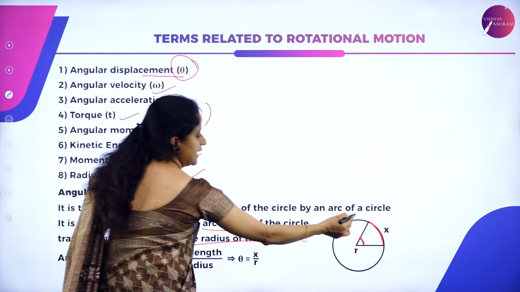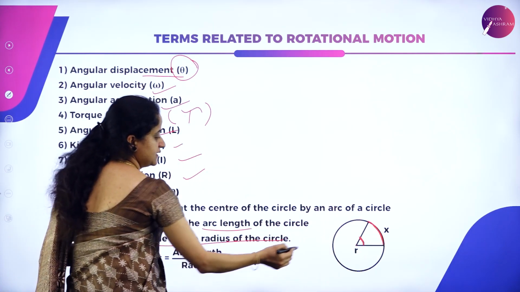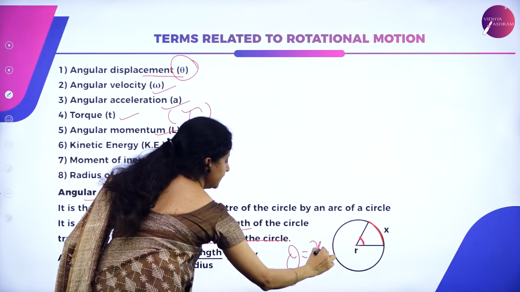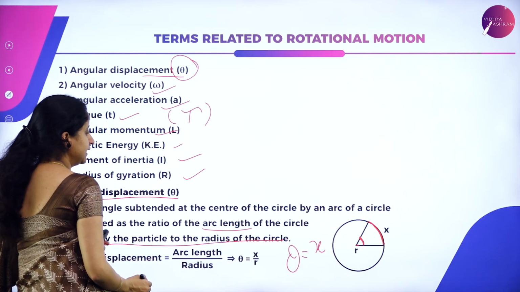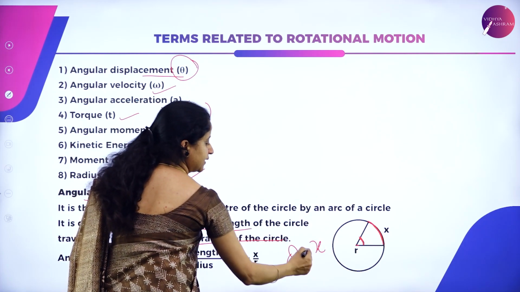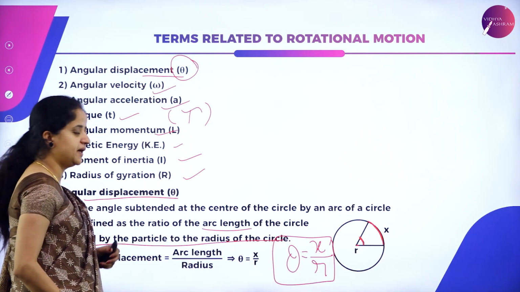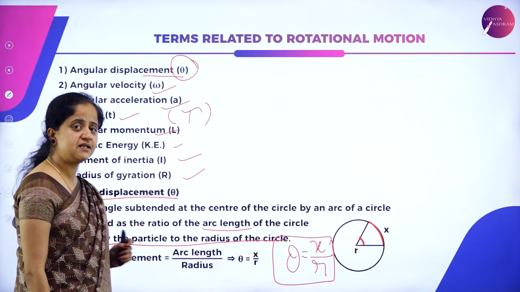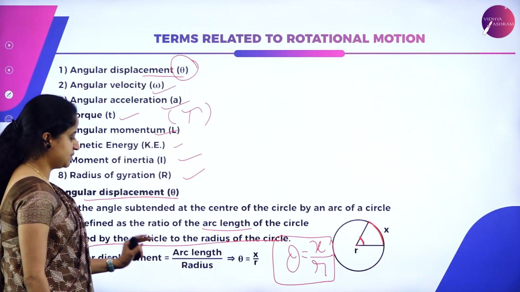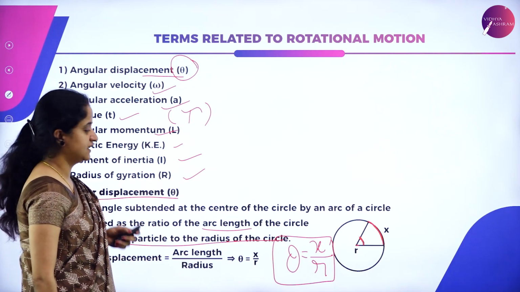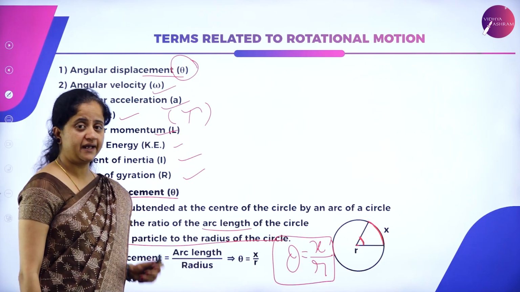So what is the arc length? It is x. What is the radius? R. So theta is nothing but the ratio of arc length that is travelled by a particle which is going in a circular path to the radius. So theta is equal to x divided by r. So in general, you can easily remember this as angular displacement theta is equal to arc length divided by radius, or theta is equal to x by r.